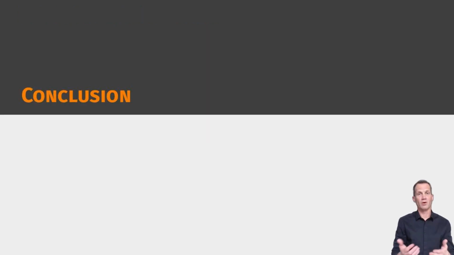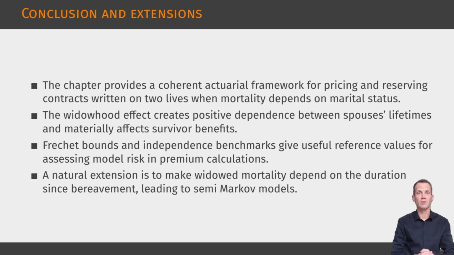The conclusion brings together the main actuarial lessons of the chapter. The four-state model is useful because it links a clear demographic mechanism, the widowhood effect, to the valuation of standard products. It also identifies a limitation of the Markov specification. The chapter provides a coherent framework for pricing and reserving insurance products written on two lives when mortality depends on marital status. The four-state model distinguishes the first death, the survivor period, and the second death, which makes it suitable for annuities with reversion, survivor pensions, and borrower insurance.